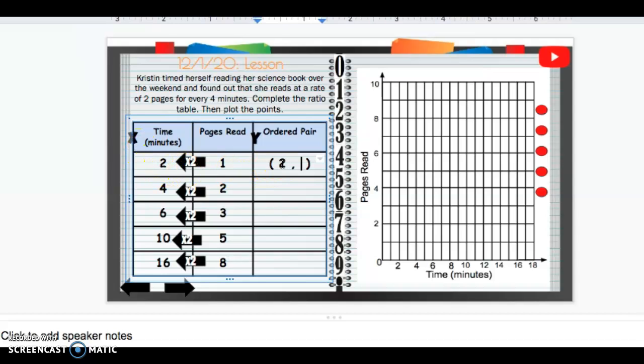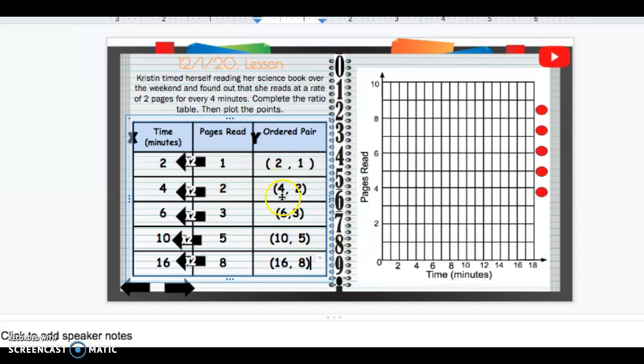And then pages read is our second number, which is our y for our ordered pair. So you have 2, 1 and 4, 2. 6 is your x, 3 is your y. 10 is your x, 5 is your y. 16 is your x, 8 is your y.